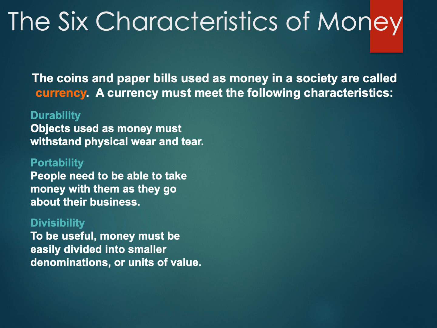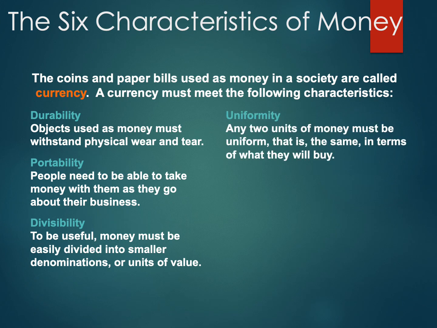Divisibility. In order to be useful, money must be easily divided into smaller units or denominations. For example, if something costs $8.75 and I pay with a $10 bill, I'm going to get change in the form of probably a dollar bill and some change. Money must be able to be broken down into smaller units in order to be effective. This is another downside of using something like livestock for currency. You can't easily break it down into smaller units.